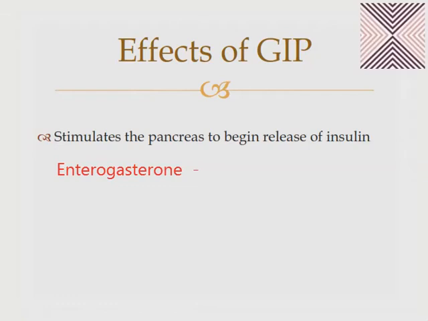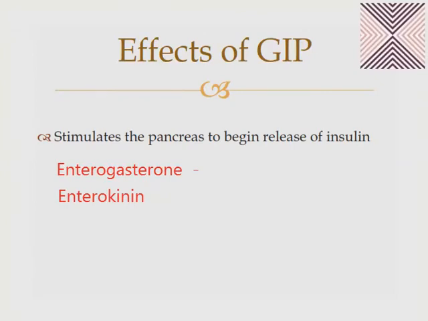Now if we go for the second hormone, it is the enterokinin. Now this particular hormone is again released by the intestine and it acts on the intestine itself. So here the function of the enterokinin is to stimulate the intestinal digestive enzymes. So it is helping in the secretion of the intestinal enzymes and it is giving a positive stimulus to the intestinal mucosa.